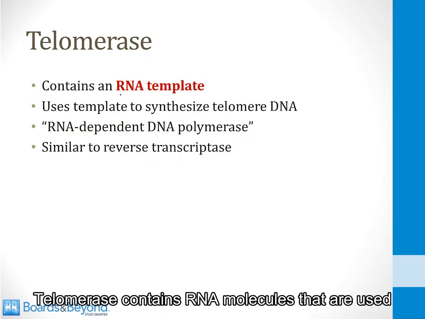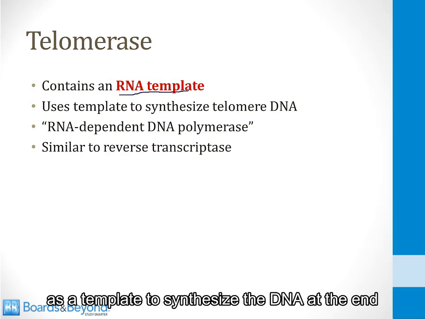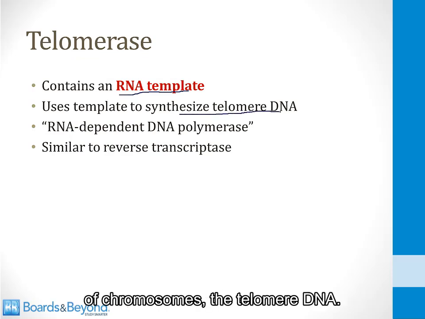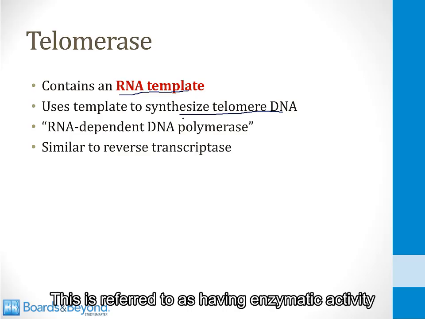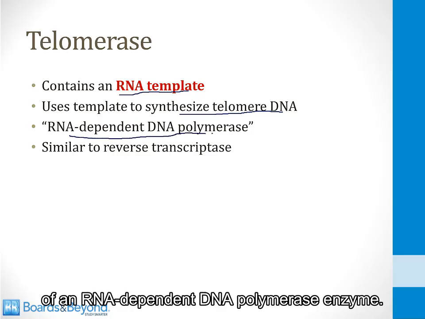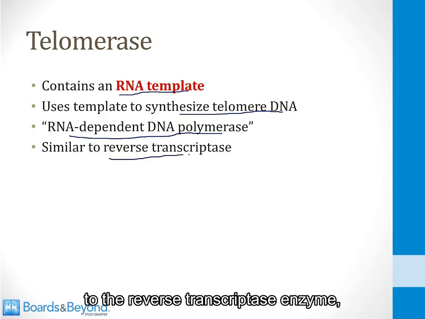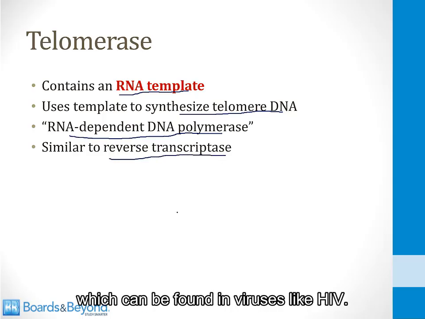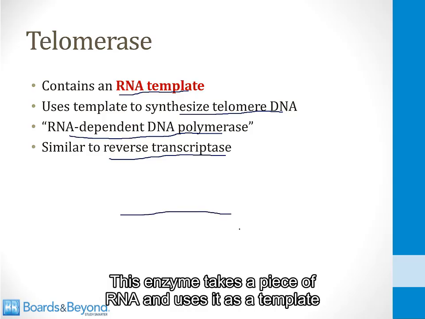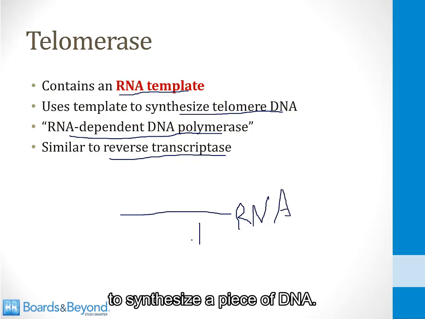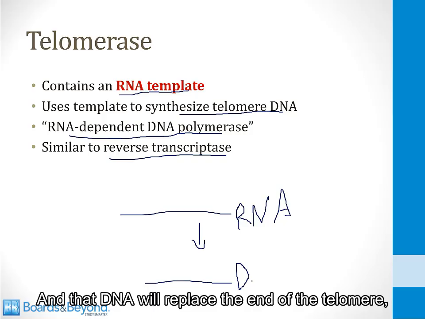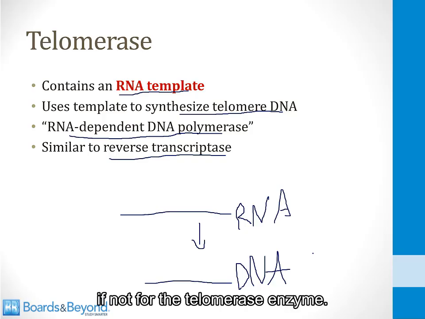Telomerase contains RNA molecules that are used as a template to synthesize the DNA at the end of chromosomes, the telomere DNA. This is referred to as having enzymatic activity of an RNA-dependent DNA polymerase enzyme, and this is similar in many ways to the reverse transcriptase enzyme, which can be found in viruses like HIV. This enzyme takes a piece of RNA and uses it as a template to synthesize a piece of DNA, and that DNA will replace the end of the telomere, which would otherwise be lost if not for the telomerase enzyme.